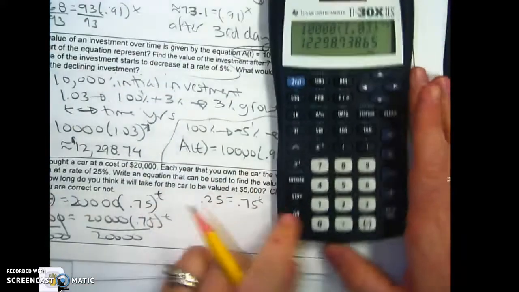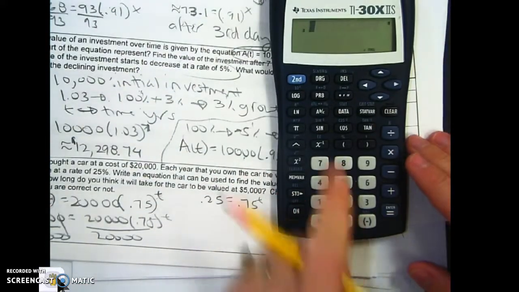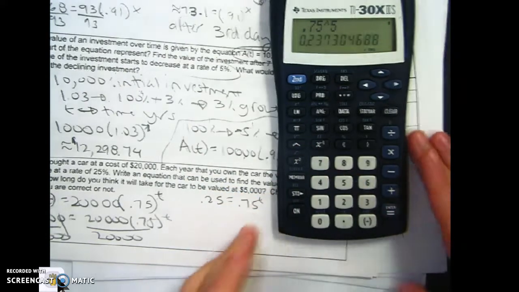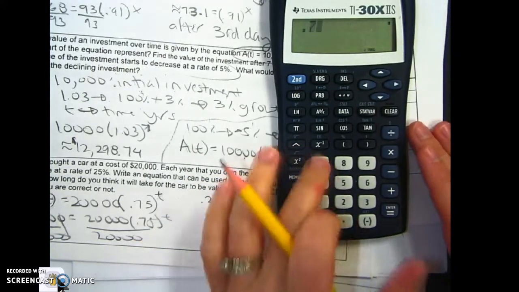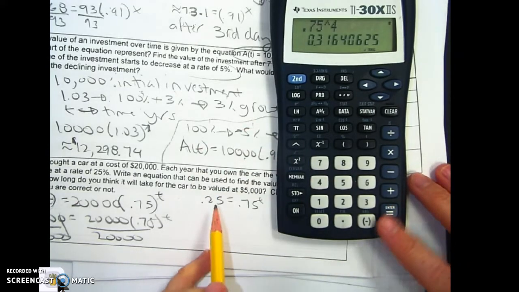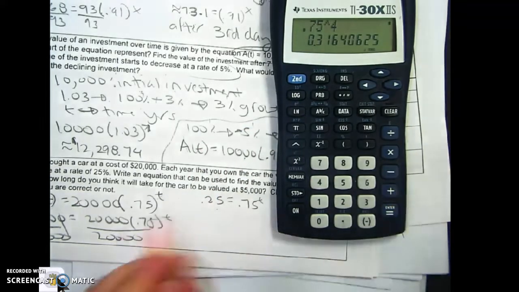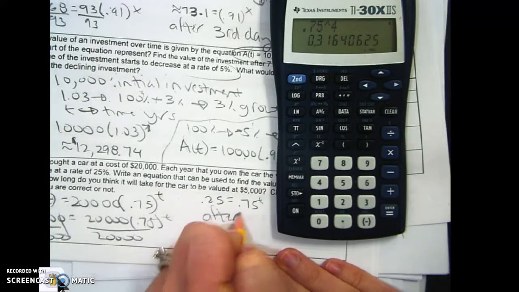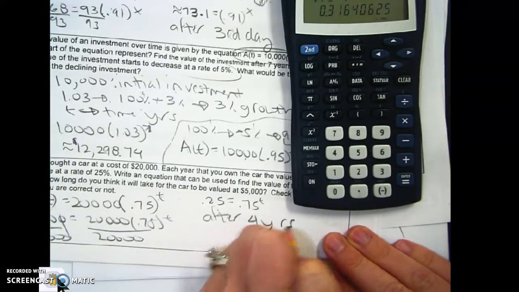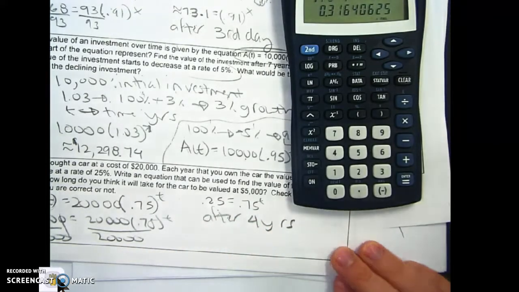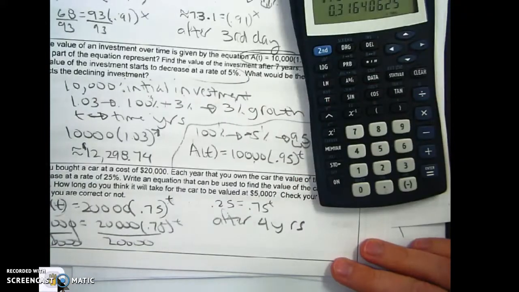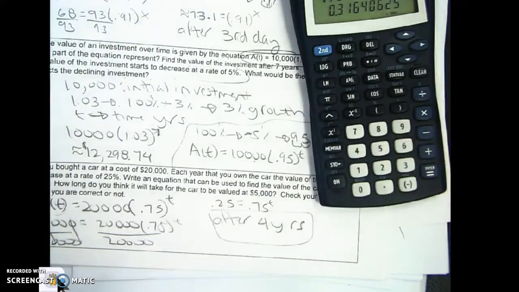So I'm going to go clear, clear, clear. 0.75 to the 5th. That's 0.23. 0.75 to the 4th. 0.31. Okay, so it looks like after 4 years. And then you can do that. Perfect. Okay, so that's your homework. Let me just make sure there isn't a back page. And we're good.